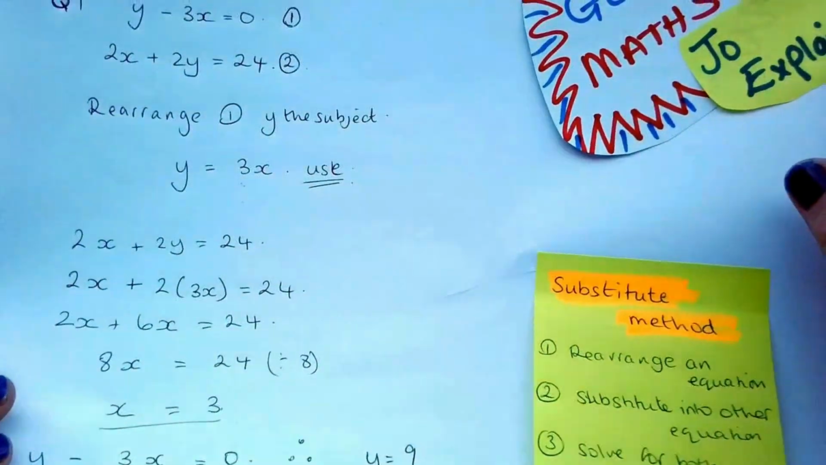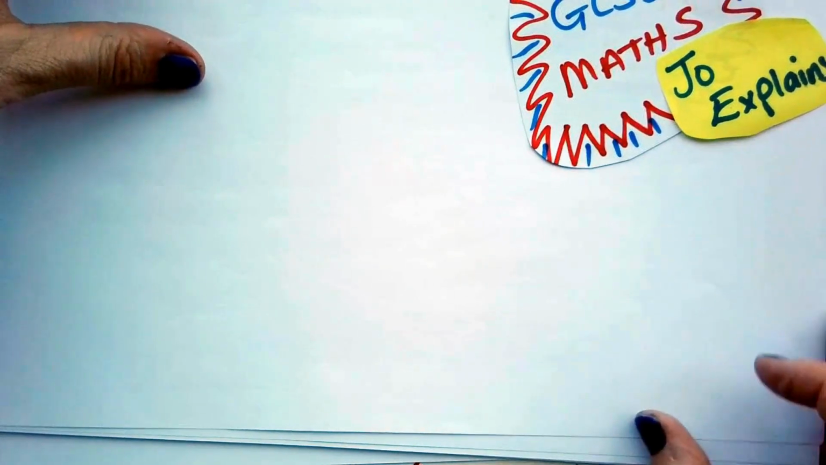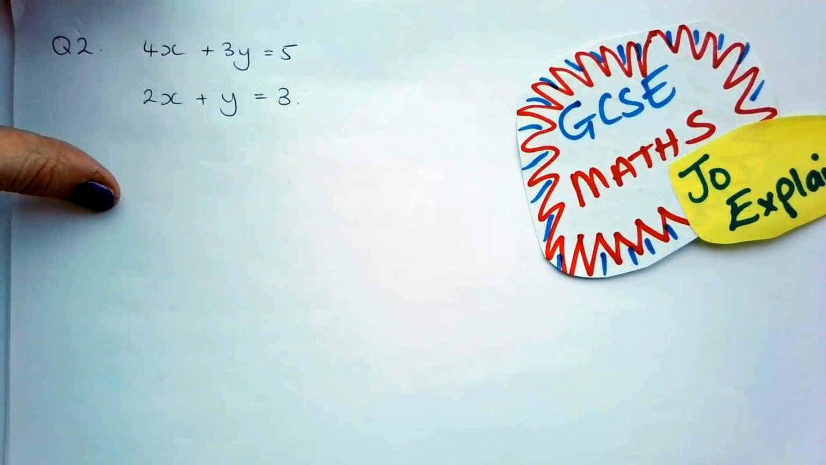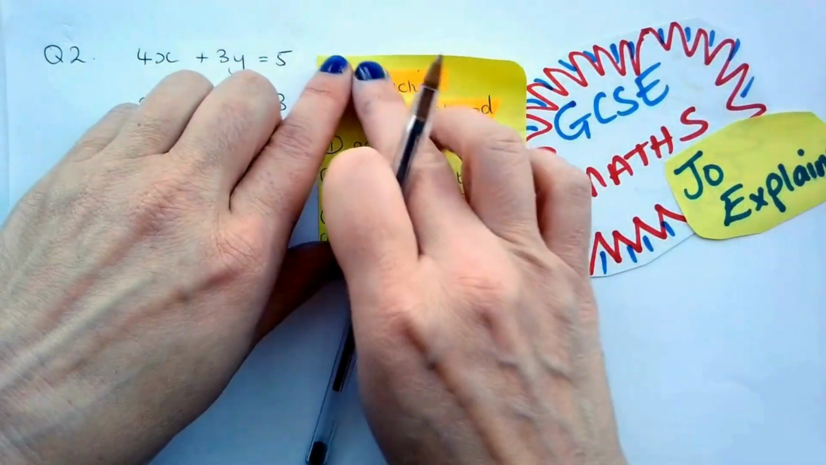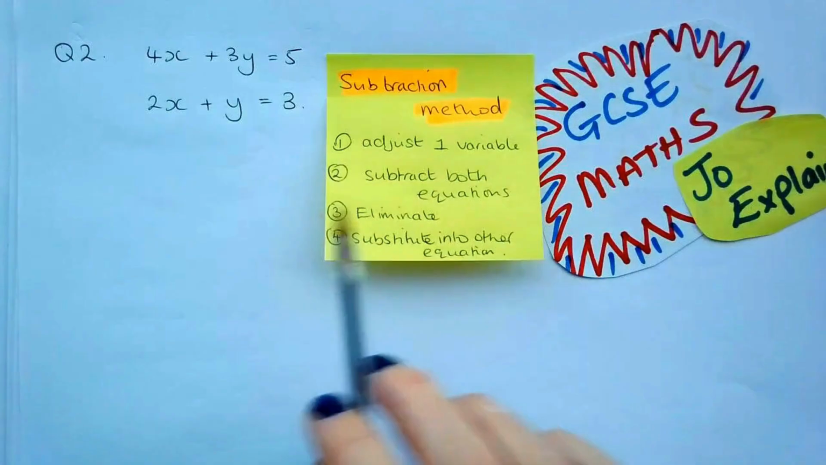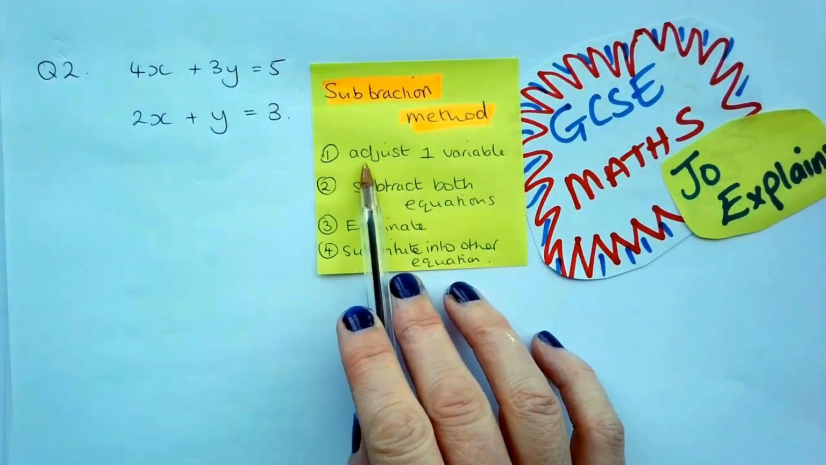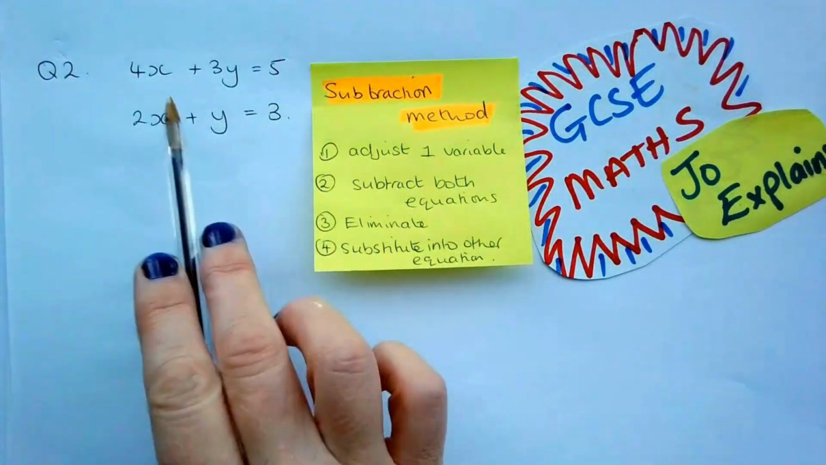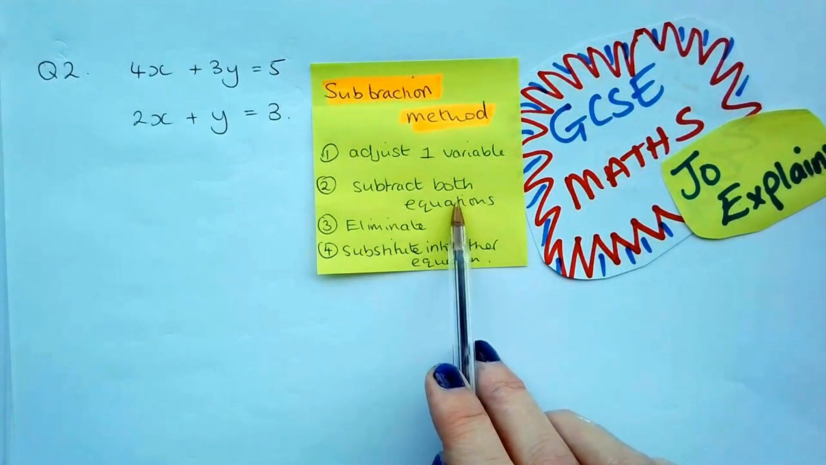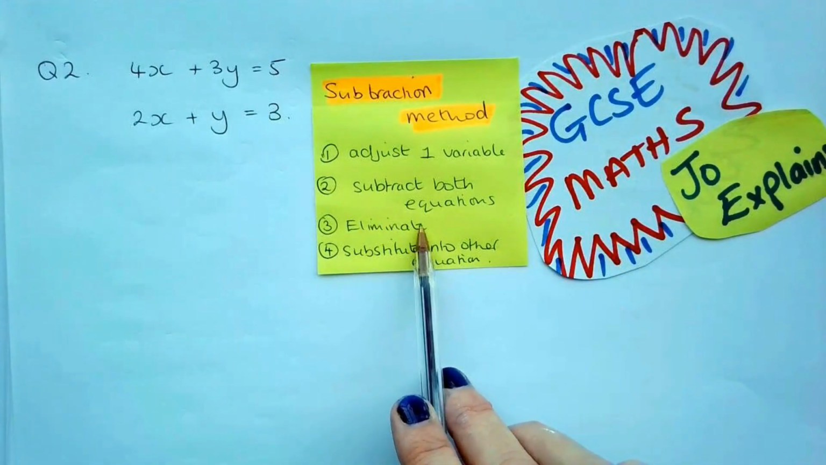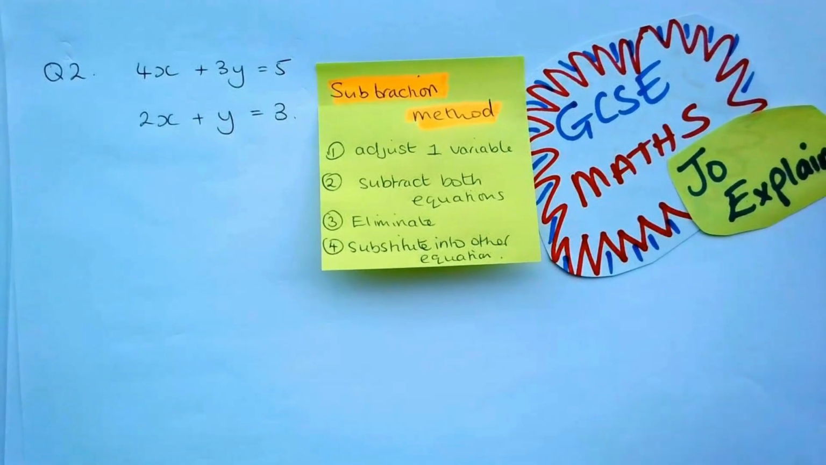The second way to solve a simultaneous equation is with the subtraction method. So let's have a look at this question. With the subtraction method, first of all, we're going to adjust one of the variables so that they match up. The second thing we're going to do is subtract the equations away from each other. That will eliminate one of the variables, and then we're going to sub into the other equation. So it finishes off like the other one did as well.